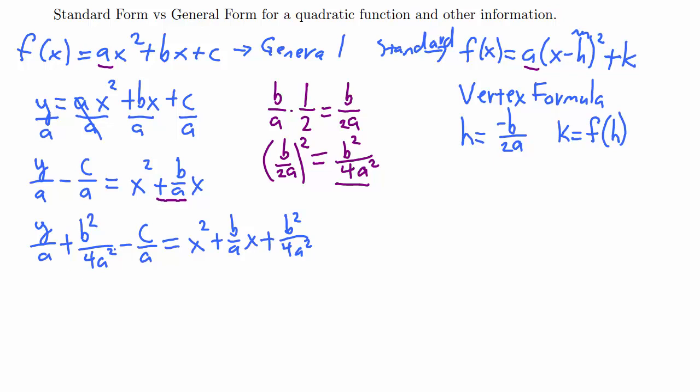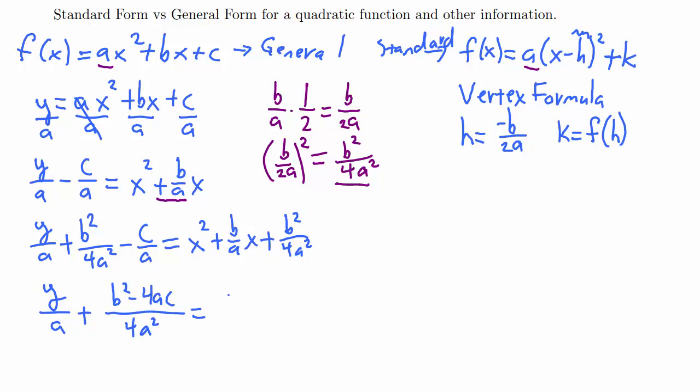Now look over here at the left hand side. What we have is b squared over 4a squared minus c over a. I'm not going to worry about the y over a right now because, well, y is y. We're going to solve for y. But I want the b squared over 4a squared minus c over a to be a single term. So what I'm going to do is I need to multiply both the numerator and denominator by 4a. So what this is going to give me is y over a plus b squared minus 4ac all over 4a squared.